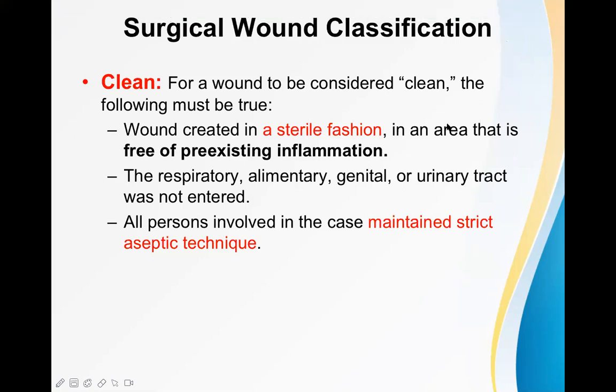Now, another part of today's lecture is the classification of surgical wound. This is in the hospital where the surgeon is operating on the cases. What are these different wounds? The first is a clean surgical wound. Clean. For a wound to be considered clean, the following characteristic feature must be true.